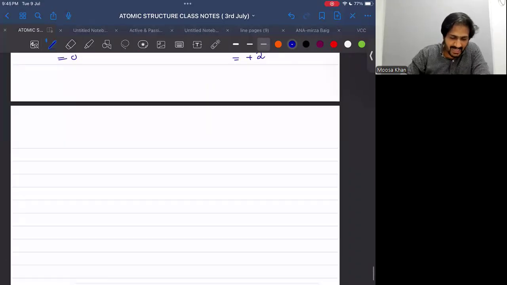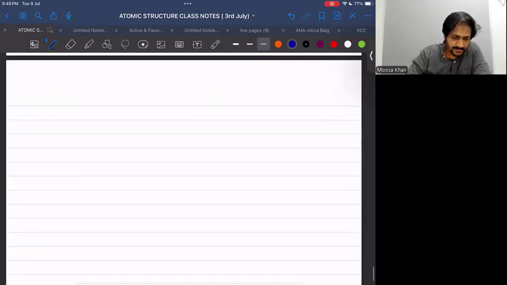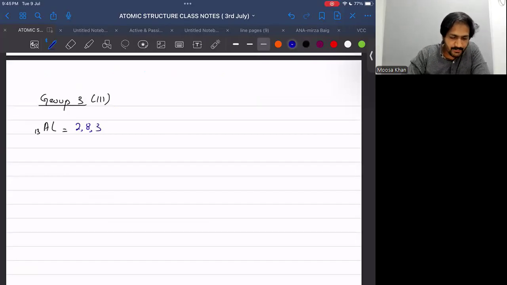If we see an example from group 3, like aluminium. Let's take an example of group 3. An atom of aluminium. Aluminium has an atomic number of 13. If you make the electronic configuration of aluminium, that would be 2, 8, 3. Aluminium atom has 3 valence electrons. In order to achieve stability, aluminium atom loses these 3 electrons from its valence shell. Now the second last shell of aluminium atom becomes its last shell. And it gets a charge of 3 positive.